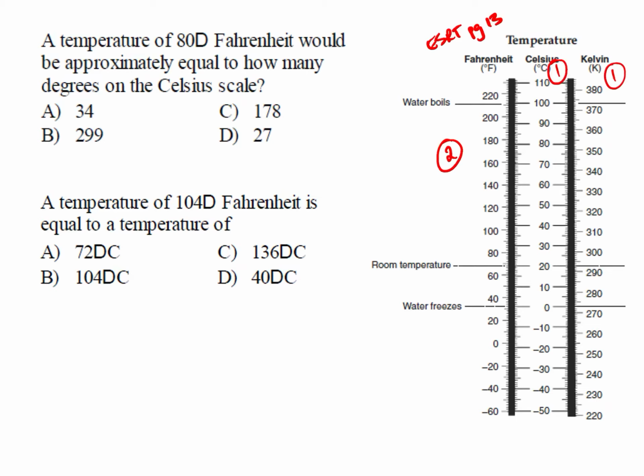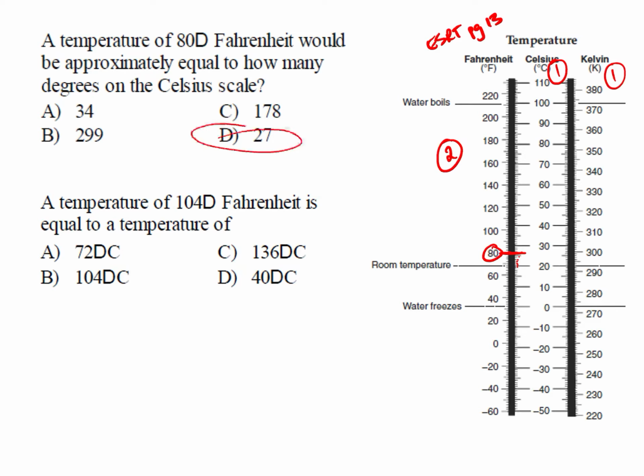All right, and it's really simple on how to use it. The first question says a temperature of 80 degrees Fahrenheit, so that's right here. What would that be in Celsius? You're just going to come and read straight across. So this is 20, 21, 22, 23, 24, 25, 26, 27. There you go. So 27 should be your answer in Celsius because these are going up by 1s.